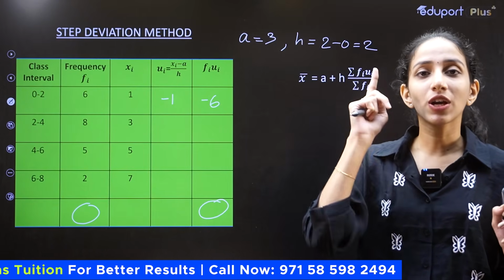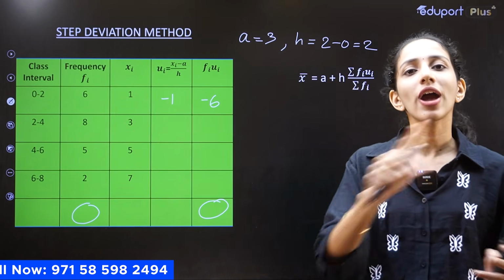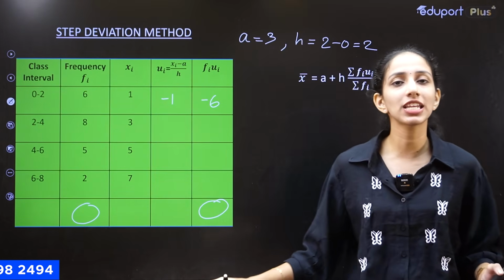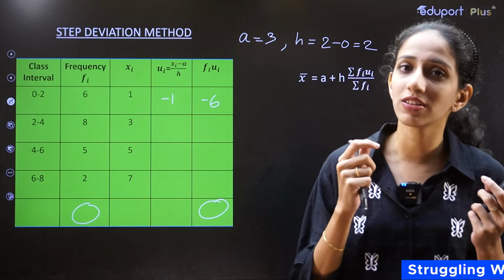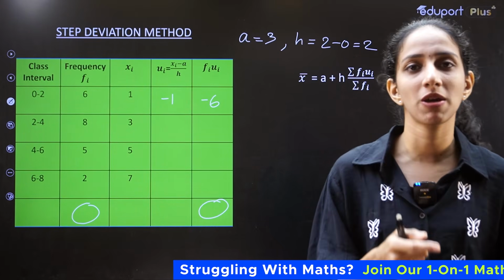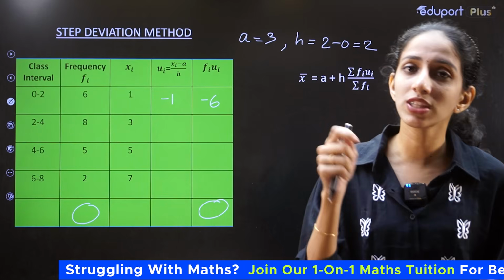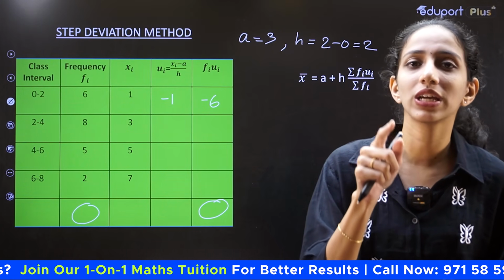Okay, then if the question is just to find the mean of any data, you have your own choice, you can select any method. But if the method is specified, find the mean of this data using the assumed mean method, using the direct method, or using an appropriate method, then you have to do it that way.